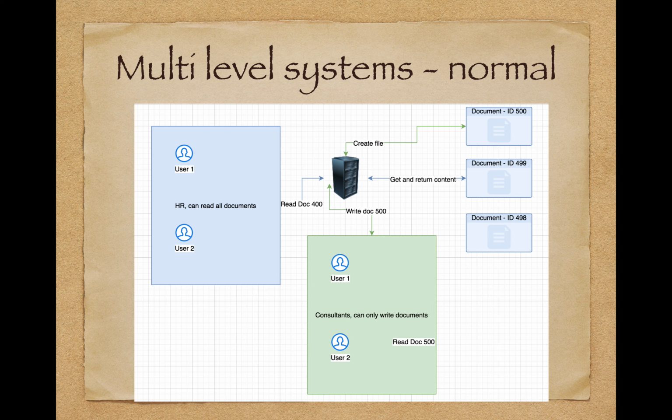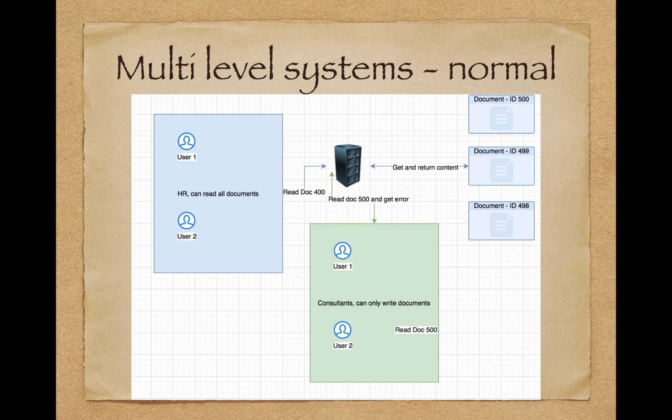They read it, they get the contents, everything's okay, no problem. Then the consultants come along, and the consultants can only write the documents. So for example, consultant user 1 creates document 500 and the file just gets stored and nothing's the matter, everything works. This is how we expect it. Now, when we try to read from document 500, so we call just the same function that the HR would call, we try to read from those documents, we get an error back as a consultant because we don't have the right to do that. We can only write documents and no reading.